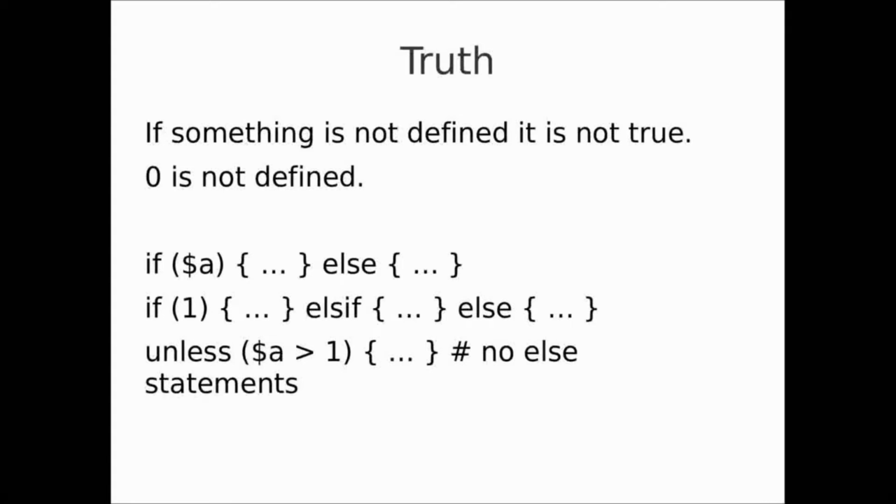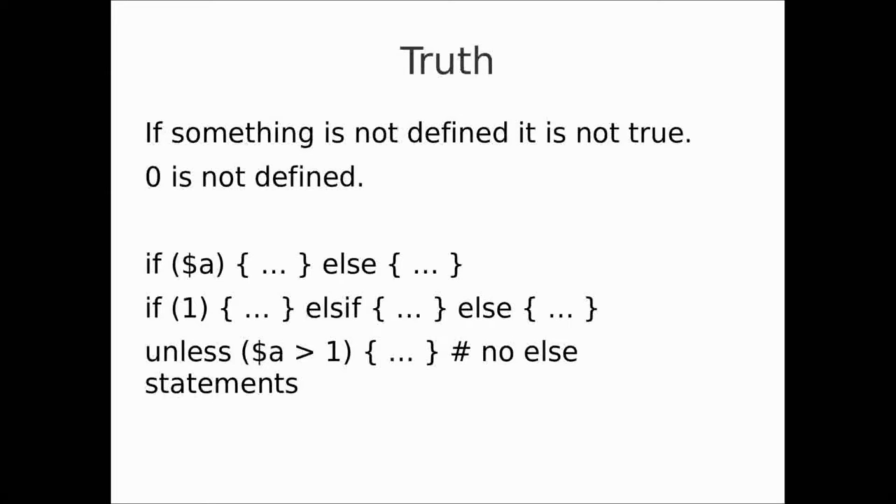So I have standard constructs: if, else, if, else. And then I have a command that's pretty much unique to Perl, which is unless. So unless $A is greater than 1, do something. So it's kind of like if not. So if $A is greater than 1, do this. Unless $A is greater than 1, do this.